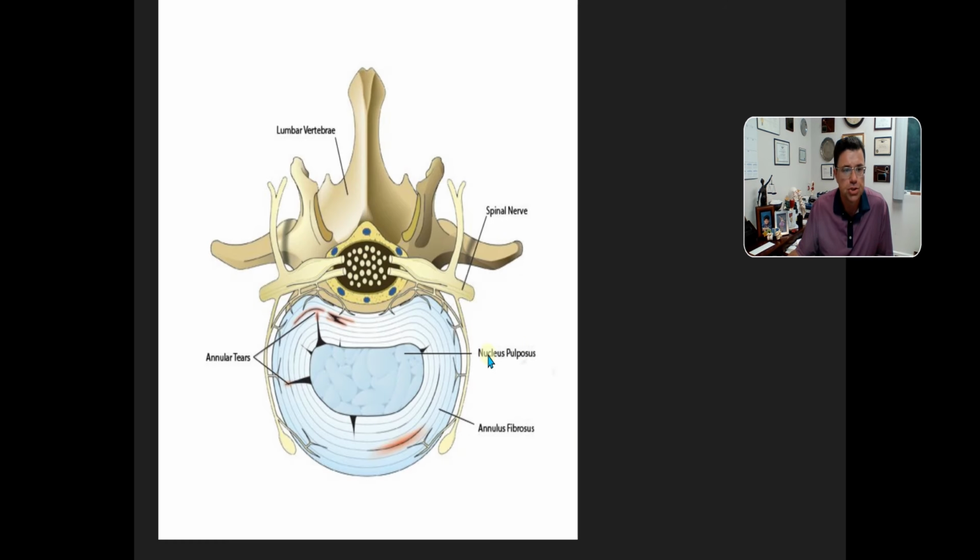And this shows the annular tears, which is tears in the wall of the disc. That's a type of injury that you can get from an accident. The nucleus pulposus is intact. It's not herniated, but you have annular tears.